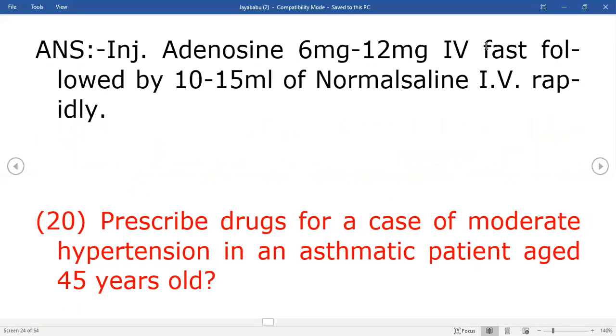So the drug of choice is injection adenosine 6 mg to 12 mg IV fast, followed by 10 to 15 ml of normal saline IV rapidly. So the patient should be kept on adenosine 6 mg, 12 mg IV fast, followed by 10 to 15 ml of normal saline IV rapidly.